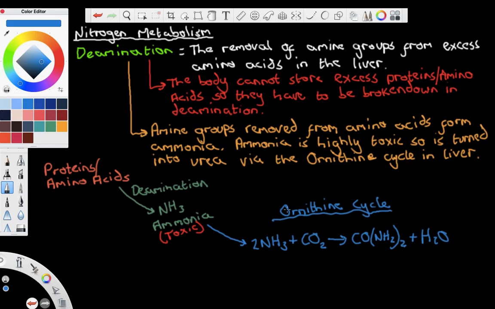Okay. Now, the urea, which is this part here, is removed by the kidneys and stored in the bladder as urine. So this urea is removed by the kidneys and stored in the bladder as urine.